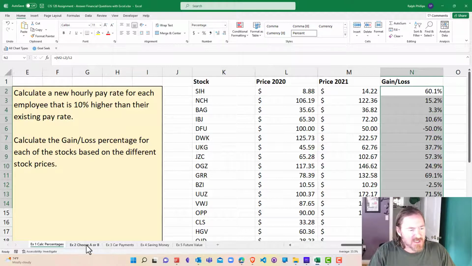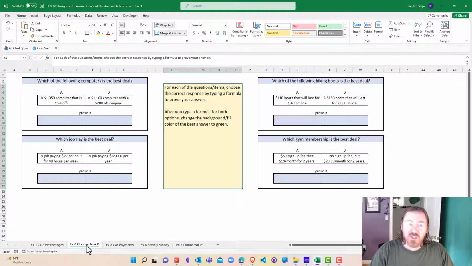I'm going to jump over to exercise 2. This is choosing A or B. So I've got a few scenarios in here. Now, once again, on your sheet, these scenarios could be a little bit different. But we want to look at a couple problems and write some Excel formulas that'll help us determine what the correct or the better financial decision would be.